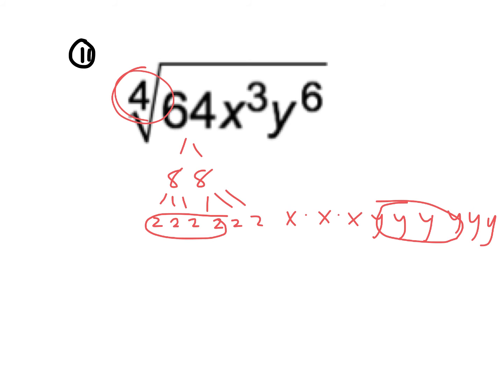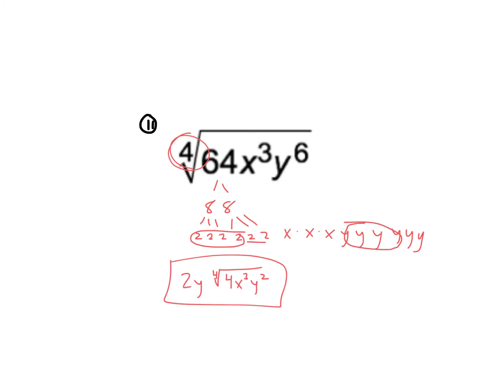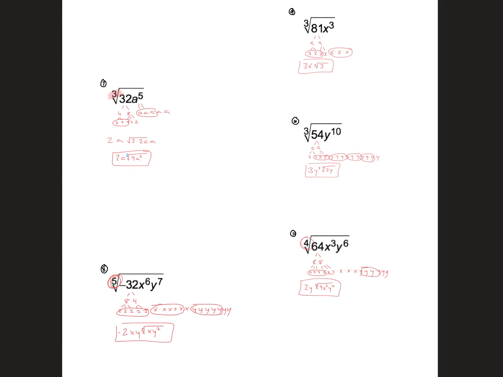So what comes to the outside? 2y. And then we have our 4th root. And what stays on the inside? 4x cubed y. Awesome. 2 times 2, which gives us 4. X cubed, because we have 3 x's, and y squared, because we have 2 y's. All right, you guys good with these?